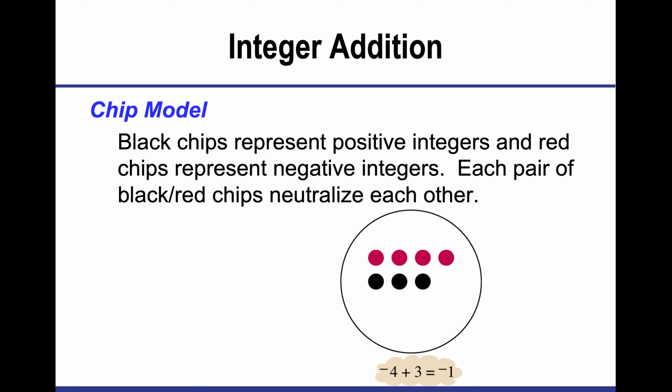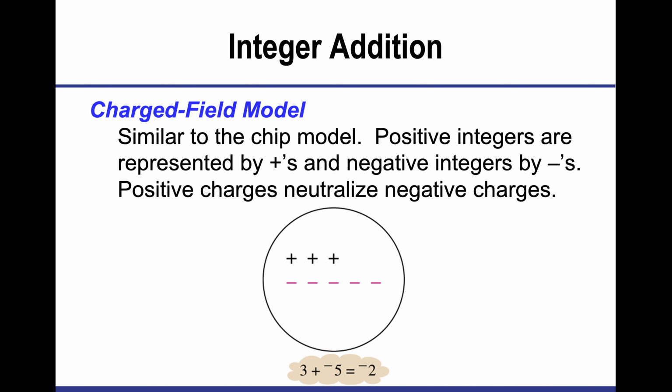So one way to look at integer addition is what we're calling the chip model. You could do this with colored M&Ms, you could do this with money, like quarters versus dimes versus nickels. And what we do is we have one color or one style of manipulative represents one positive integer, and then you have another one that represents a negative integer. And if we line them up together, they will neutralize each other because they're opposites. So here, if I wanted to know -4 plus +3, I would put my 4 red negative dots, I would put my 3 black positive dots, and I'm left with 1 negative dot, which is how I know it's -1. This could even be done with crayons.